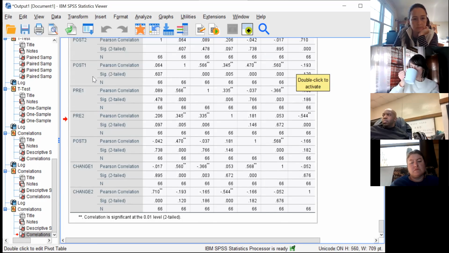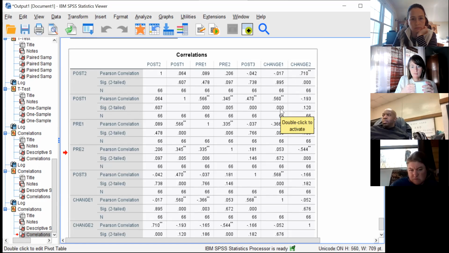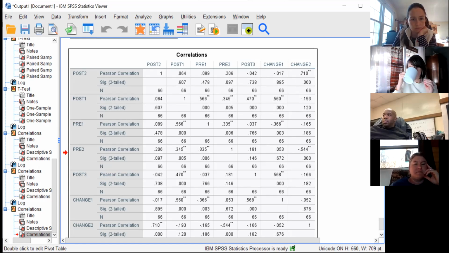And let's see, does post one? Well, post one is correlated to lots of things. Post one is correlated to pre one, it's correlated to pre two, it's correlated to post three, it's correlated to change one. So if we wanted to predict the score on, say, post three, let's say post one, post three, we could go and do that on a regression. Let me see, go back over here.